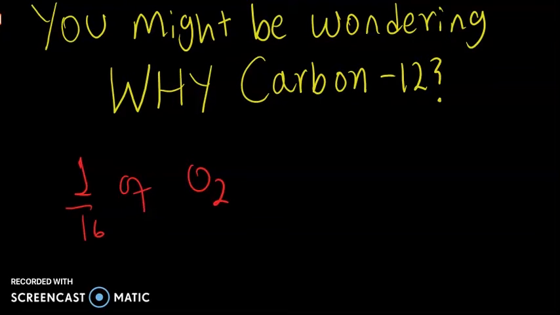Carbon-12 is chosen because it's the most abundant stable isotope of carbon. It's the most abundant because carbon is everywhere, literally. You can find carbon in the foods you eat, in plastic bags, everywhere.